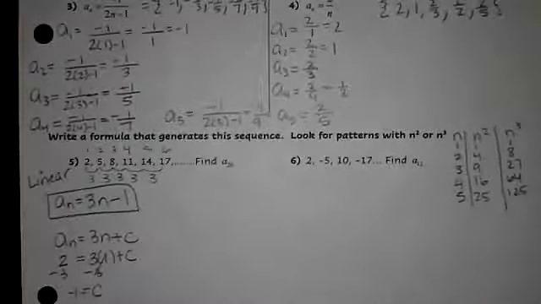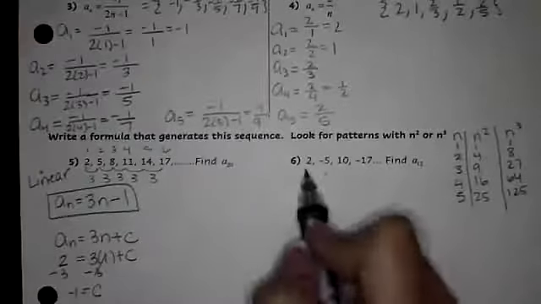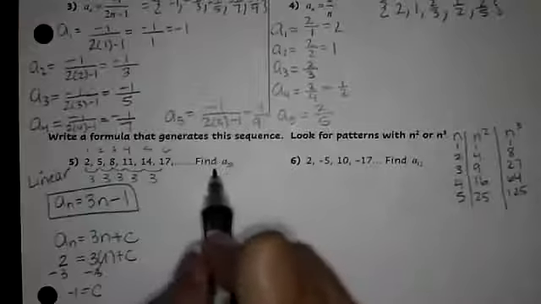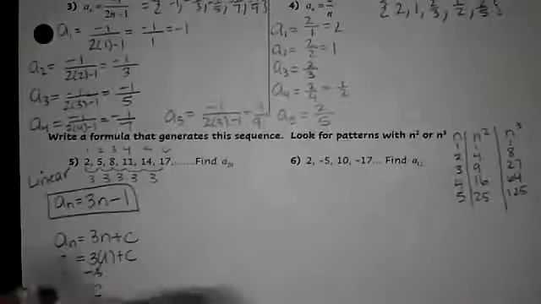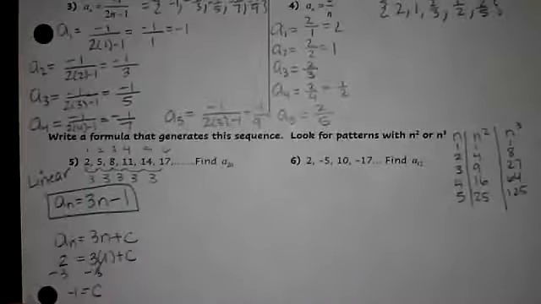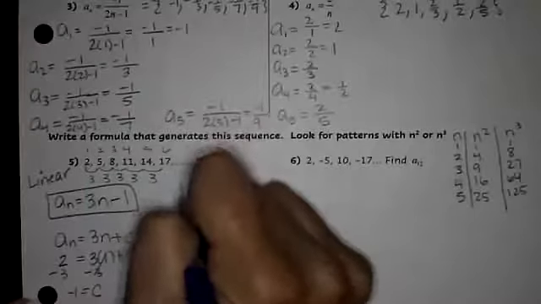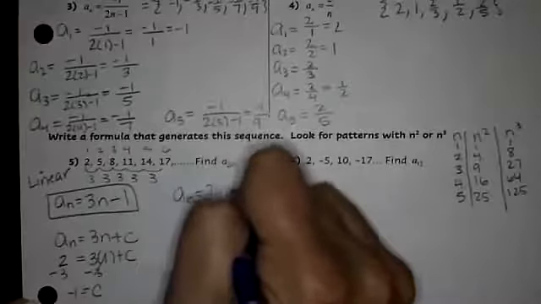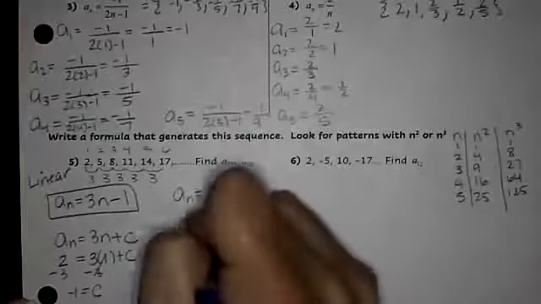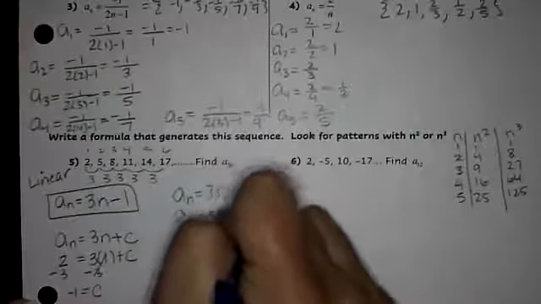All right, we're going to try another one here. We have 2, -5, 10, -17. Oh, sorry, we didn't finish this problem. It said find a of 20. Now that I've got this equation, I can use the equation. I plug in the 20 for my n. And so we get 60 minus 1, which is 59.